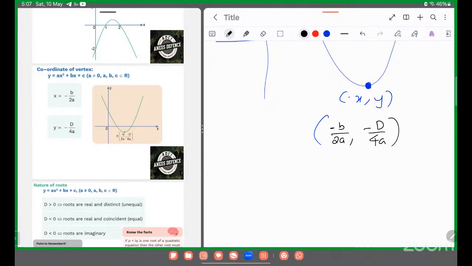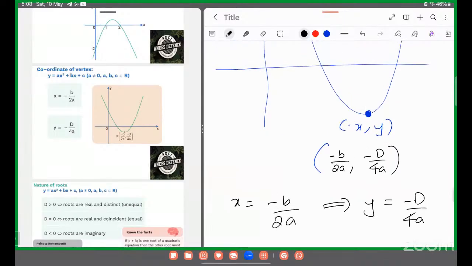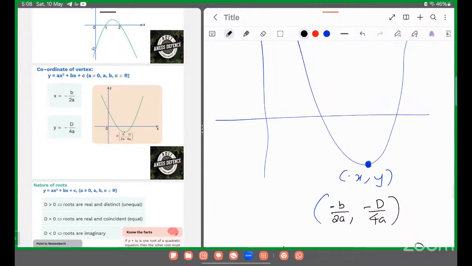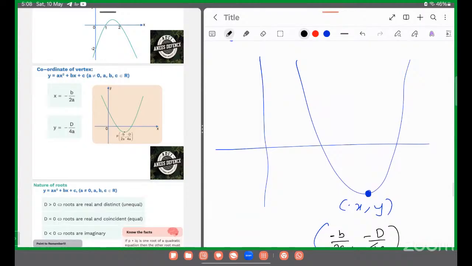So when the value of x is equal to minus b by 2a, the corresponding value of y will be equal to minus d by 4a, where d represents b square minus 4ac. So if the graph is like this, then we can say that the minimum value of y is minus d by 4a. The maximum value of y, what will it be? It is going upward, so the maximum value is infinity. The minimum value is minus d by 4a.